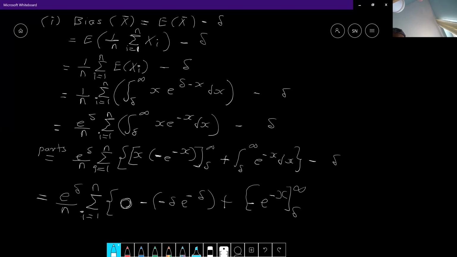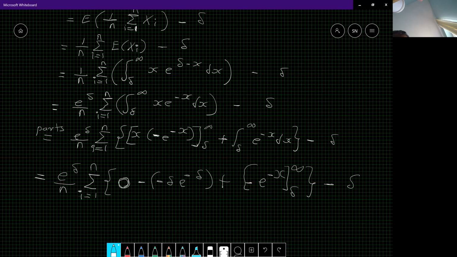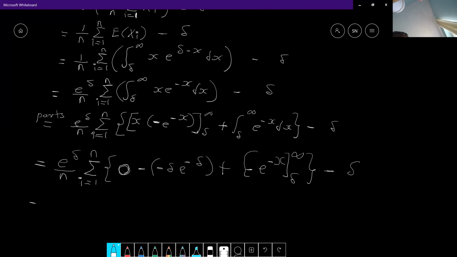Delta to infinity, minus delta, right? Okay, guys, so you can simplify this further. So you get e to the delta divided by n, sum from 1 to n, and this becomes delta e to the minus delta, and the limit at infinity is once again 0, minus e to the minus delta.